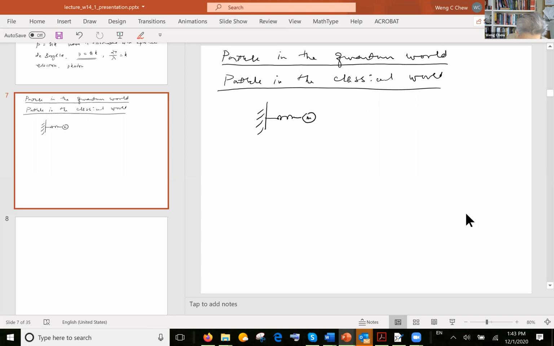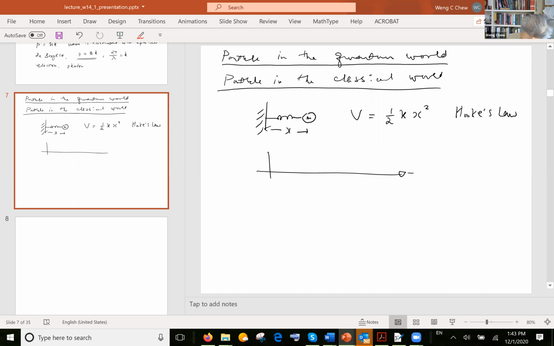It has a mass attached to a spring X. And then we know that the potential energy, according to Hooke's law, is half kappa x squared. This is just Hooke's law. And we know that this particle would oscillate, that if you were to let it be freely running, you find that X oscillates. That we know from classical theory.